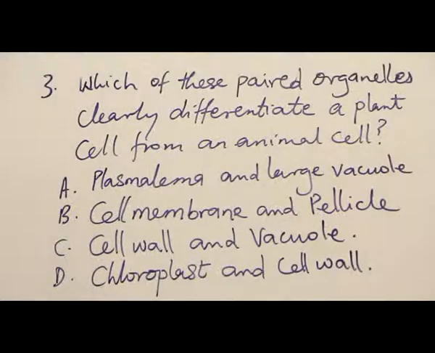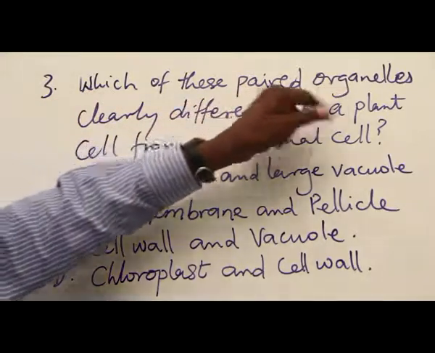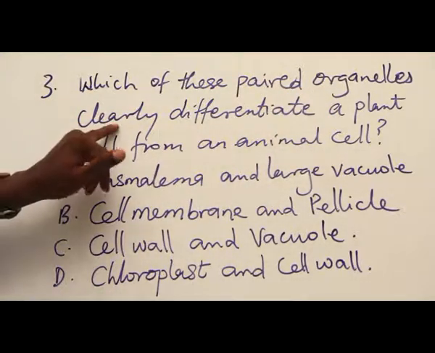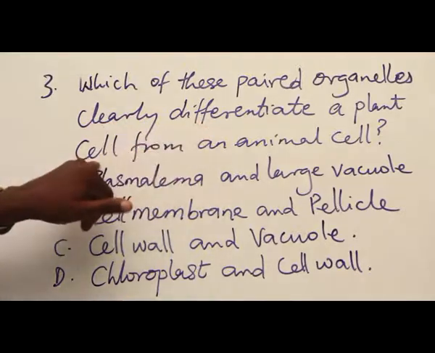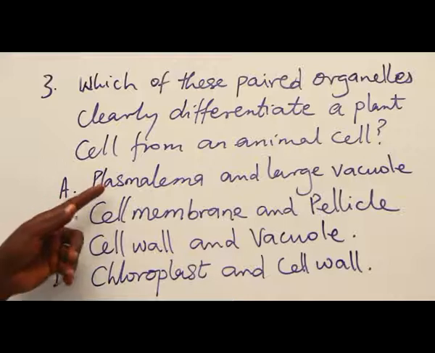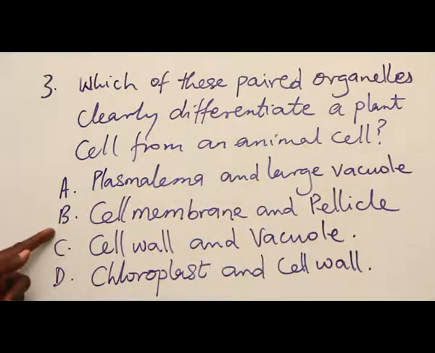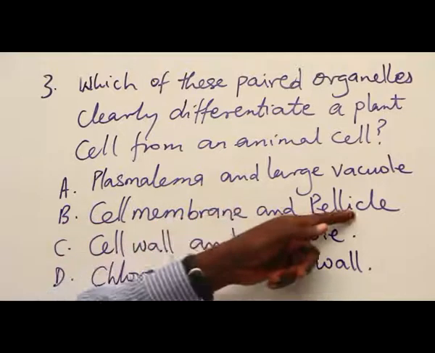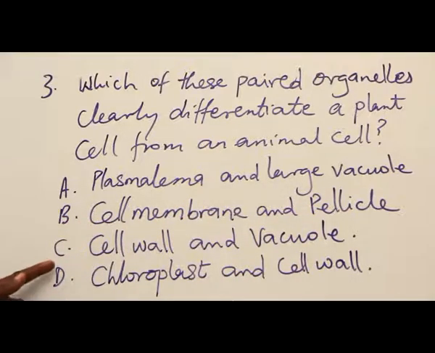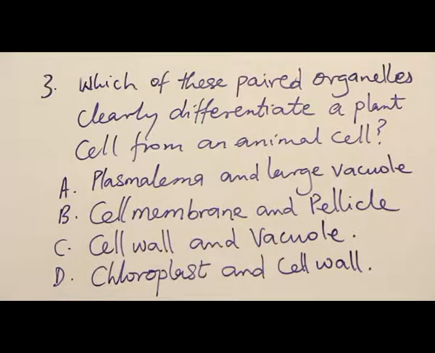Number 3. Which of these paired organelles clearly differentiate a plant cell from an animal cell? A, plasmalemma and large vacuole. B, cell membrane and pellicle. C, cell wall and vacuole. And D, chloroplast and cell wall.